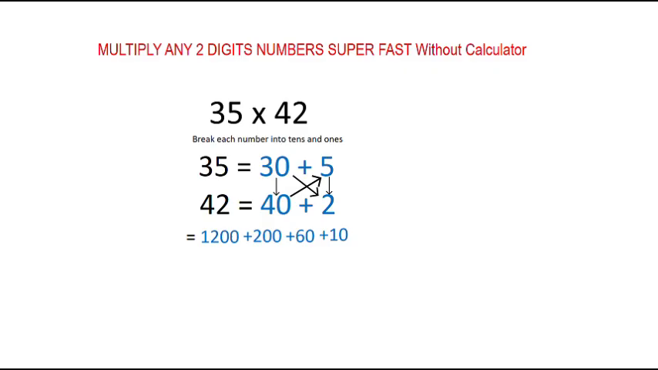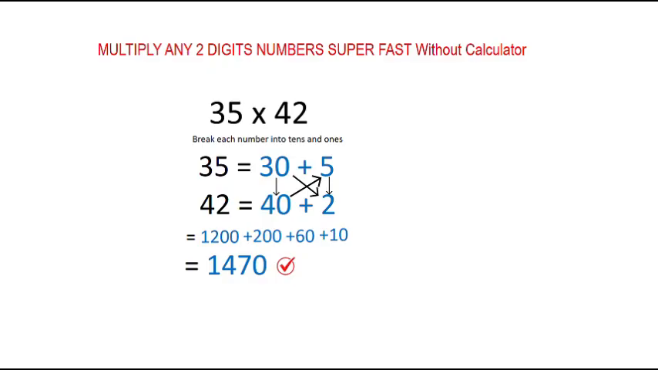1200 plus 200 is equal to 1400. 1400 plus 60 is 1460. And 1460 plus 10 is equal to 1470. This is the faster way to multiply these two-digit numbers.